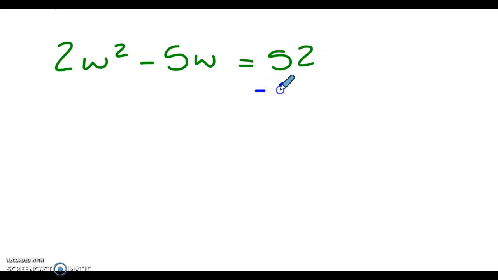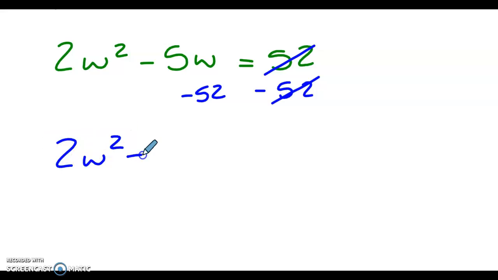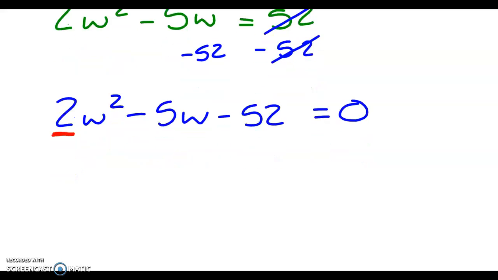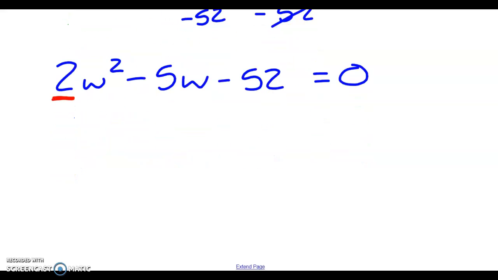So we want to subtract 52 from both sides so that we have everything on one side in standard form. So biggest variable first, 2W squared minus 5W minus 52. We're in the AX squared plus BX plus C form now, and we are equal to 0. Now we know that we're going to be factoring. Your A is not equal to 1, so you're going to have to use the AC method. And then you are going to be able to solve for your length and your width.